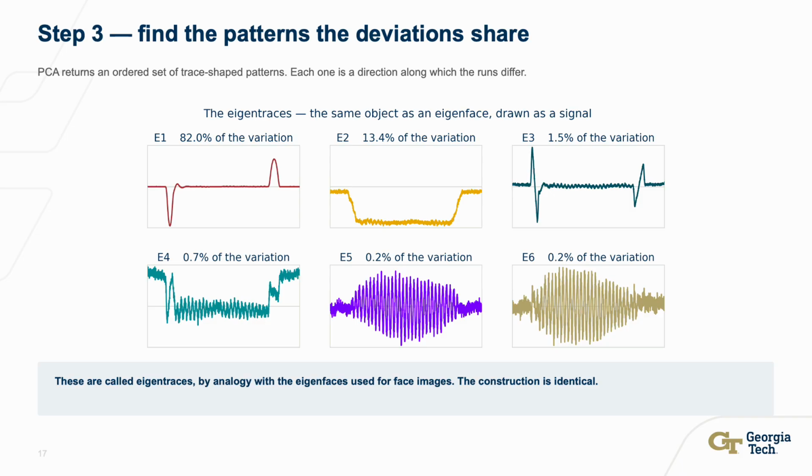Look at the percentages. The first pattern accounts for 82% of all variation between runs. The second 13, the third 1.5. After that, it drops off quickly. So 100 runs in 2000 dimensions turn out to vary mostly along two directions. We do not yet know what those directions mean physically. That comes in a few slides.